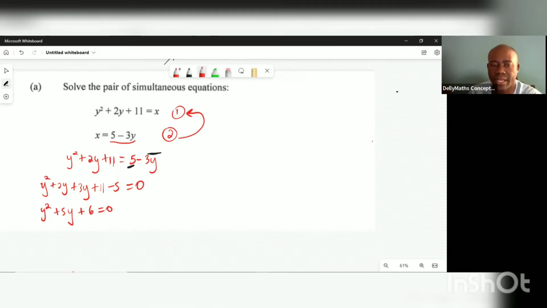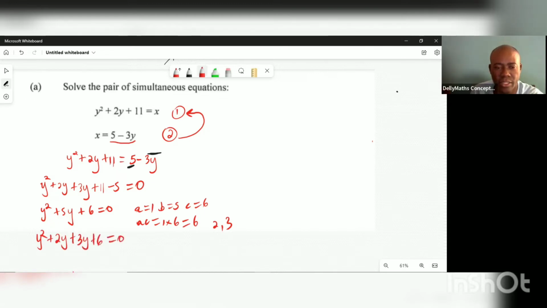In order to solve this, I could definitely factorize this. And in factorizing this, let us say that my a is equal to 1, my b is equal to 5, and my c is equal to 6. From this, AC is 1 times 6, which is 6. I need two factors of 6 that could give me 5, which is a 3 and a 2, right? So the 2 and the 3 could multiply to give me the 6. They could add to give me the 5. So I'm going to use them. So we have y squared plus 2y plus 3y plus 6, and this is equal to 0.